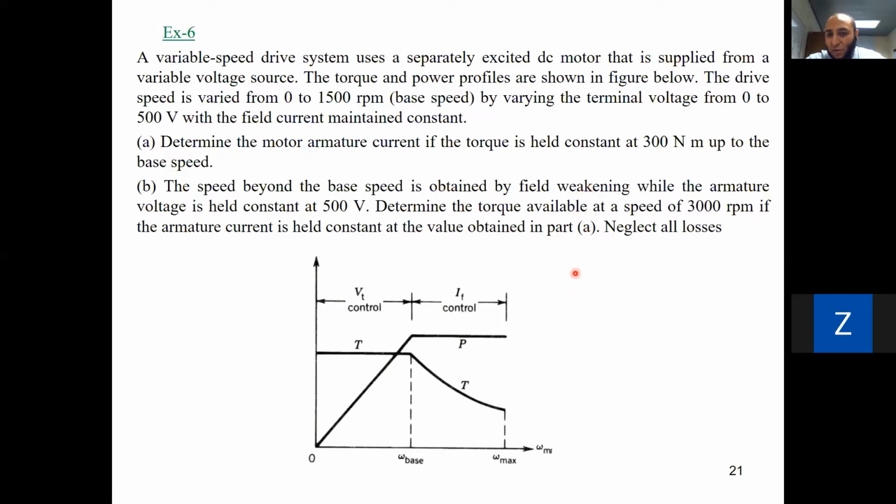What is required here, shabab? The speed beyond the base speed is obtained by field weakening, while the armature voltage is held constant. So for now, the voltage will be constant at 500. What's required here? Determine the torque available at a speed of 3000 RPM. As you can see, the no load speed was 1500. Here we need to reach a speed of 3000 RPM, if the armature current is held constant at the value obtained in part A. So using the same value of current in part A, it's required to calculate the torque at 3000 RPM.